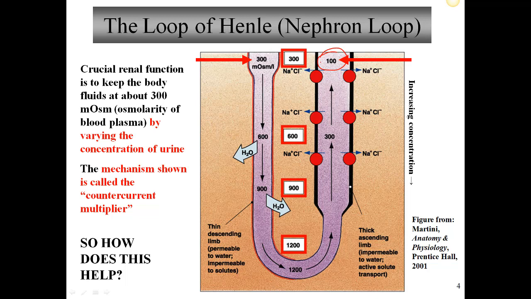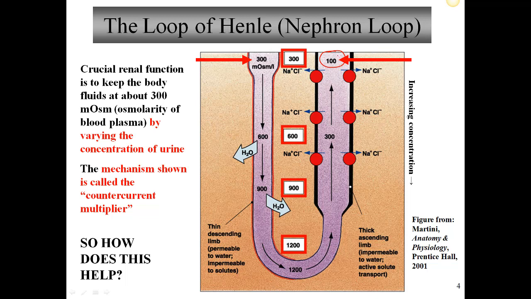Now, if you understood what I said before about normal body fluids being 300 milliosmoles per liter, you'll realize that this is a hypotonic solution at 100 milliosmoles per liter. And in fact, it's important for you to remember that this area right here is where we have the most dilute tubular fluid of any place in the nephron.